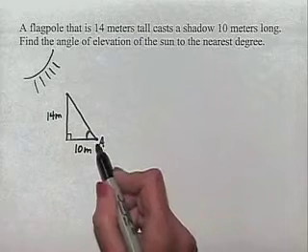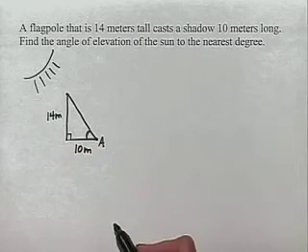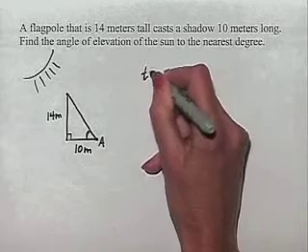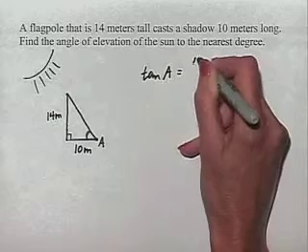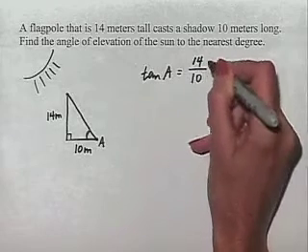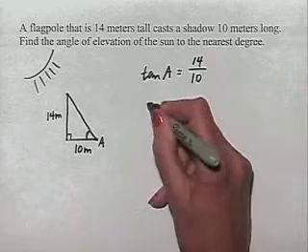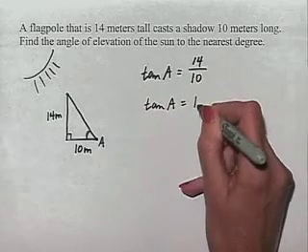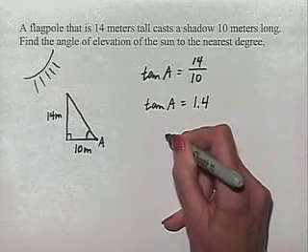Now we have a relationship between an angle, a side opposite, and a side adjacent that we're going to try to find. We can use our tangent function in order to get that. We'll set up the equation where the tangent of A is equal to 14 meters divided by 10 meters. I've dropped the unit. Let's go ahead and take 14 and divide by 10. That'd be 1.4. To solve for A, we're going to use what's called the inverse tangent.